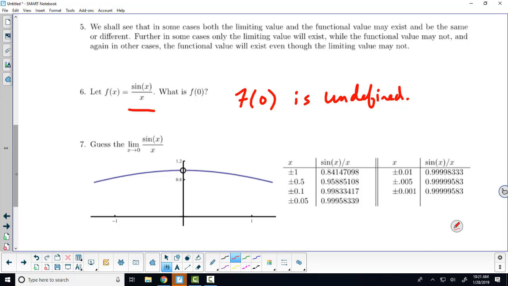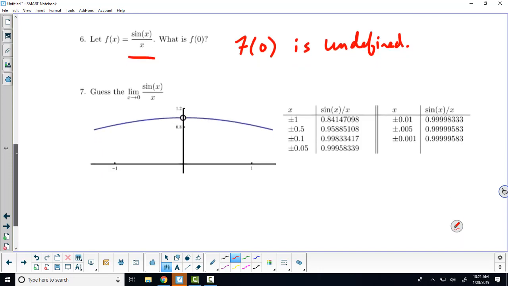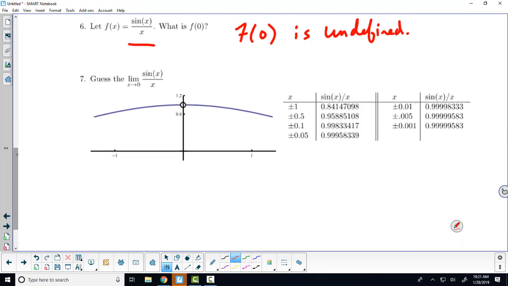Okay? Still, even though the function's undefined at 0, I'd like to explore the behavior near 0. So in this case, I've got a graph for you. We can see that as our x values are getting closer and closer to 0, so this would be this point right here, this point right here, this point right here, it appears that the y values are getting closer and closer to what? 1. Okay. So we can go ahead and say that the limit as x approaches 0 of the sine of x divided by x is equal to 1.